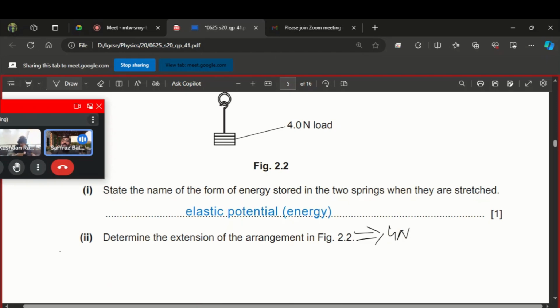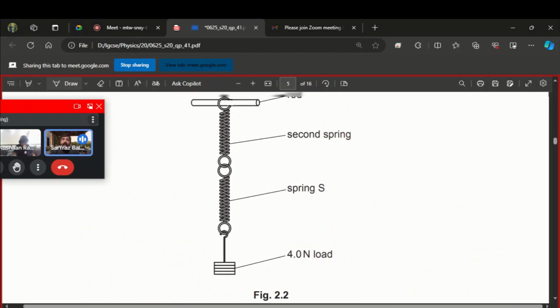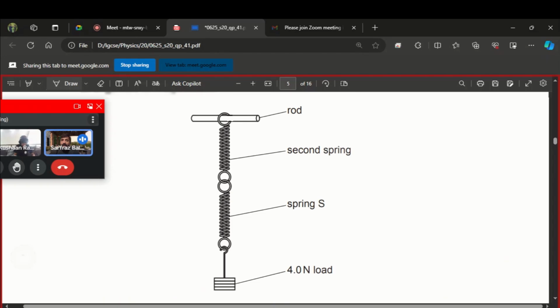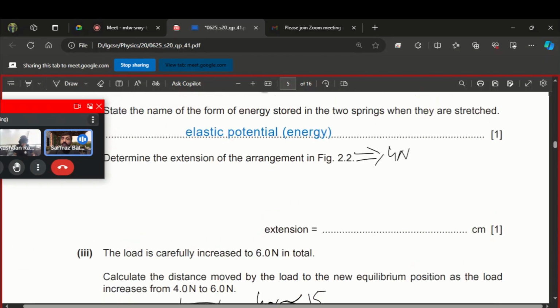Okay. Next question says determine the extension of the arrangement in figure 2.2. So here we have to calculate the extension. For extension, we will again use the formula of Hooke's law, F equals kx. K is given, we have calculated it earlier, which is 53, and F is given here, which is 4 Newton. So for x, we will just divide F over K. F is the load attached to this spring, 4 Newton divided by K. K is 53. Is it okay?